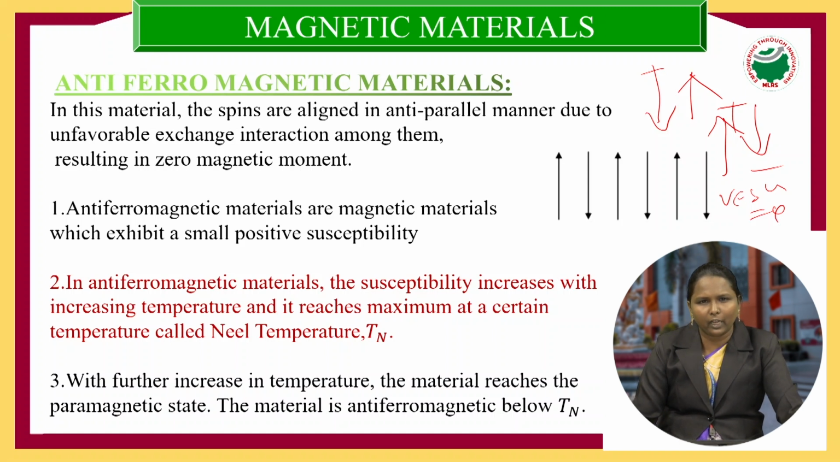As the temperature of the material increases, the susceptibility value increases. At a particular temperature, the susceptibility value will be maximum. That temperature is called the Néel temperature. The Néel temperature is the particular temperature where the susceptibility of antiferromagnetic materials is maximum. Above the Néel temperature, they act as paramagnetic materials, meaning the susceptibility value will be decreasing as you again increase the temperature.